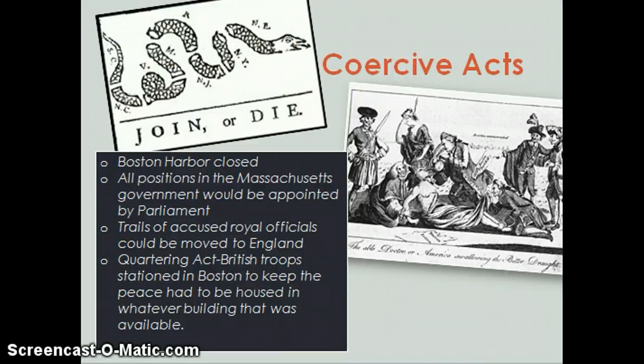All of the positions in the Massachusetts government would be appointed by Parliament, so people were losing their rights to vote for people to represent their interests. If people had been accused, in terms of if they were royal officials, all of their trials would be moved to England. And the Quartering Act was passed, where British troops were stationed in Boston to keep the peace, and they could be housed in whatever building was available. So basically, troops could be moving into someone's house, and they would be there to enforce a series of laws that nobody wanted in the first place.